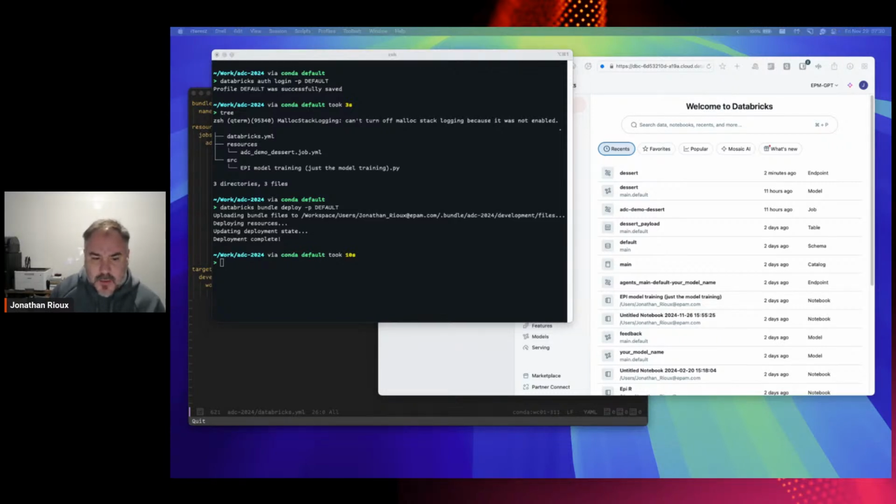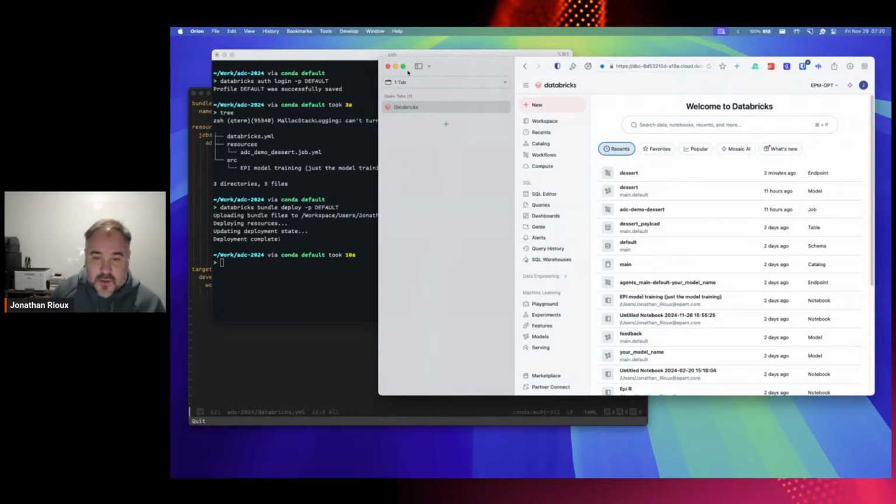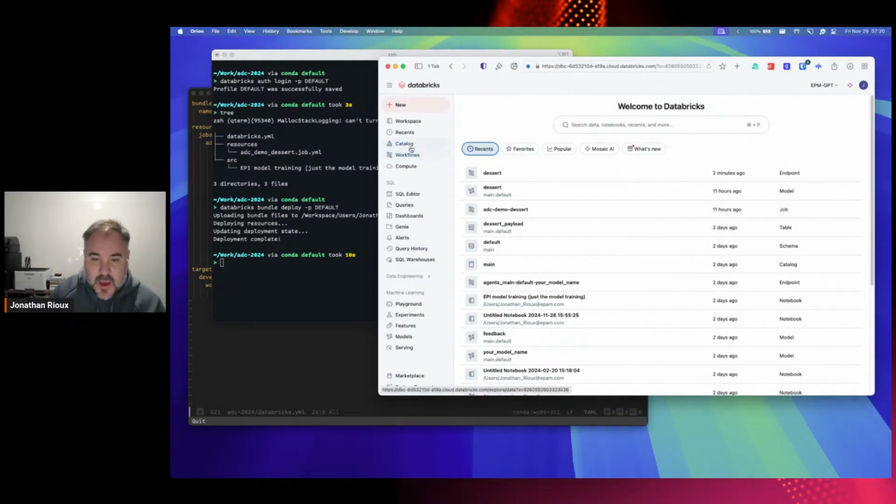So I feel like we're already off to a good start. I have my source file, which we're going to see in the Databricks window. I have my YAML file that has defined what I wanted to do, and a simple command line makes it easy for us to go and have a look.